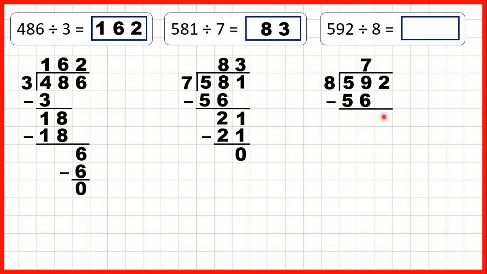Now we subtract and bring down. 59 minus 56 is 3, and we can bring down the 2, so we have 32 divided by 8. Well, 32 is in the 8 times table, and because that's 4 times 8, and we don't have any more digits to bring down, we can just write 4 in our answer line, and we have our answer. But if we want to show that there's no remainder, we can subtract 32 and get 0. So our answer is 74.